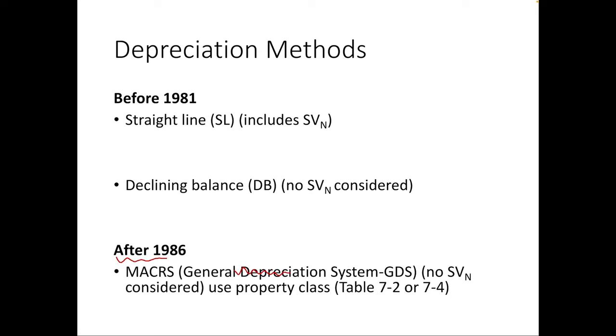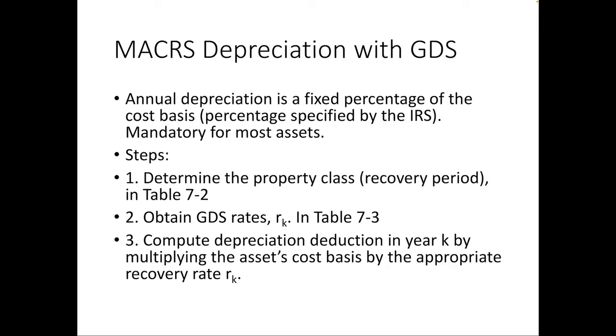So here are the three methods. Before 1981, we used the straight line method, SL, or we used the declining balance method, which is DB. And after 1986, there is a standard method adopted by the government, which is called MACRS. And under that, we have two systems. One is the very commonly used GDS system, General Depreciation System, and also there's another system we will see in the later slide.